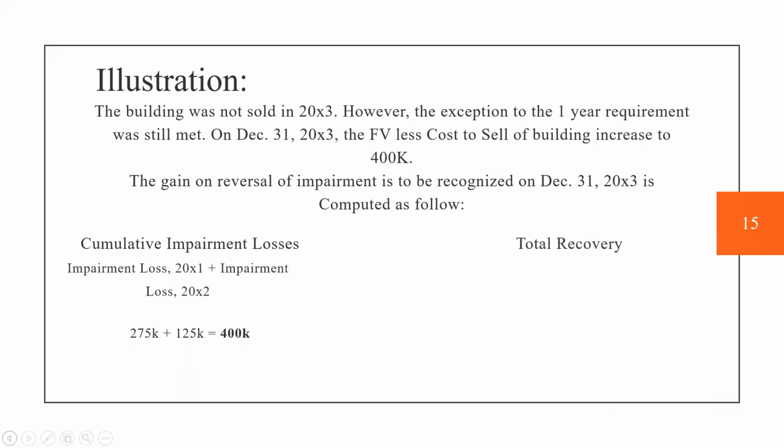Next is the total recovery. Dito, kailangan nating i-minus yung fair value less cost to sell ng 2003 and fair value less cost to sell ng 2002, which is 400,000 less 300,000. So we get 100,000 as total recovery. Since mas mababa yung total recovery, yun yung i-recognize natin as gain on reversal of impairment.